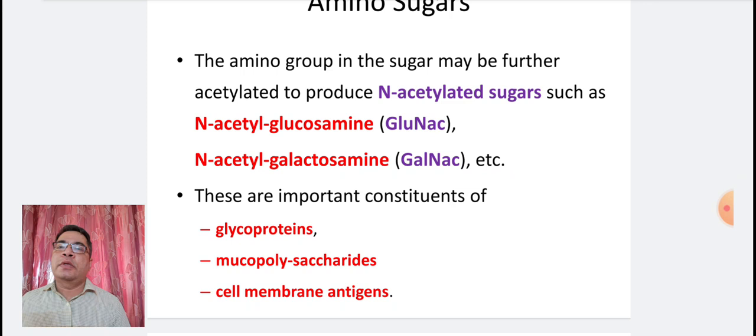The amino group in the sugar may be further acylated to produce N-acylated sugars such as N-acetyl glucosamine, that is GlcNAc, or N-acetyl galactosamine, or GalNAc. These are important constituents of glycoproteins, mucopolysaccharides, and cell membrane antigens.